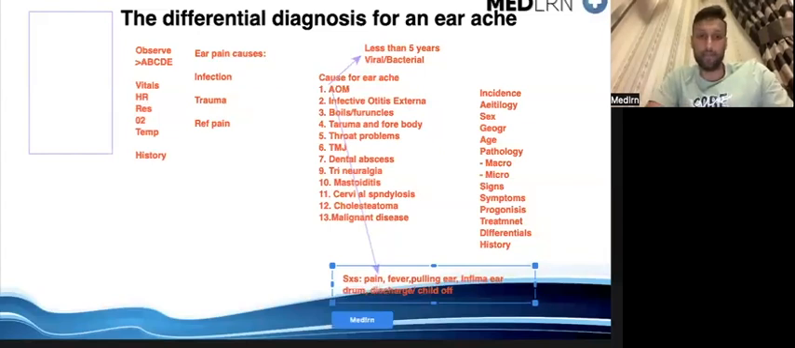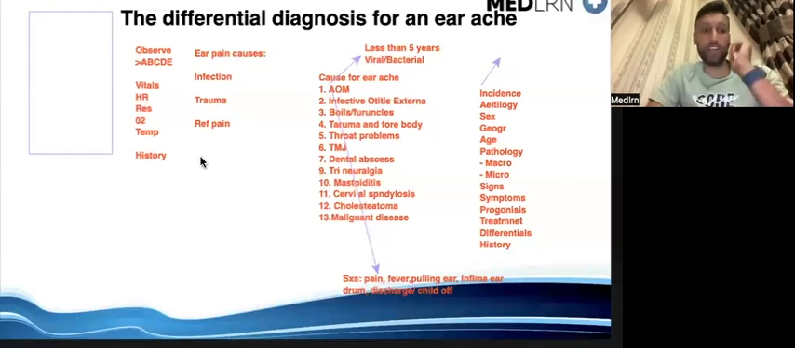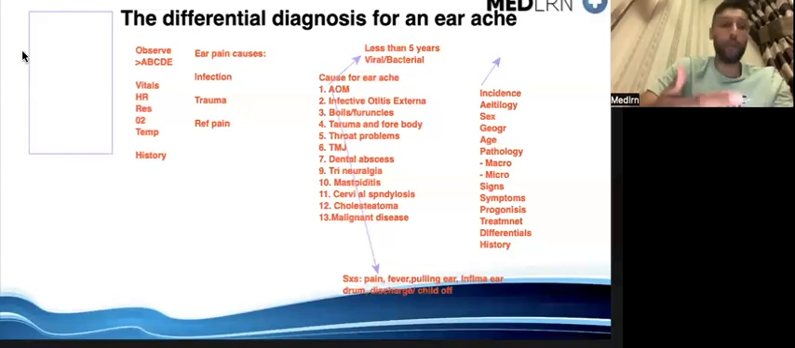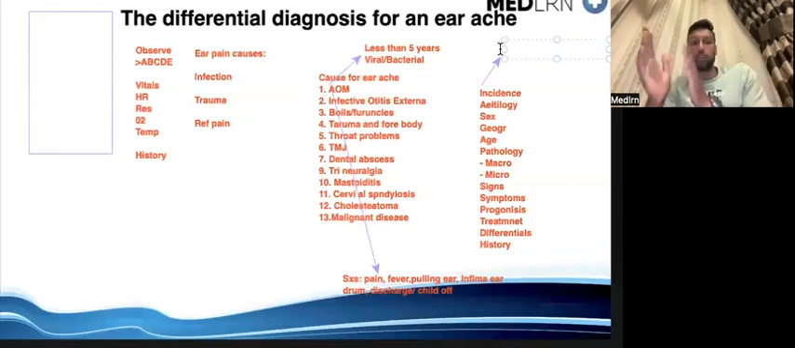otitis externa. Right, incidence. Which sort of age range is otitis externa more common in? Adults or babies? Who gets more risk of otitis externa? Older adults or babies? Correct. So again, you can see that if you have an adult or older children who have earache, you're looking more towards otitis externa than otitis media.